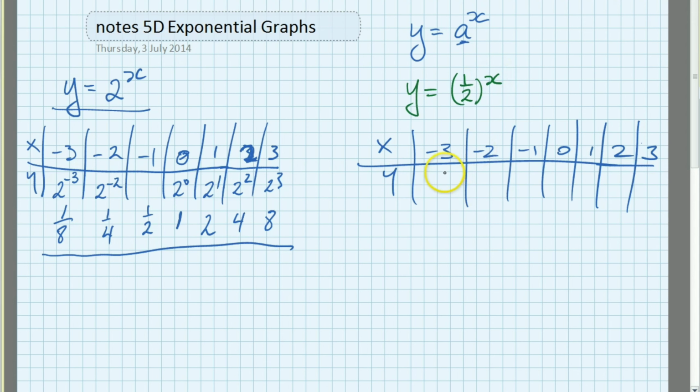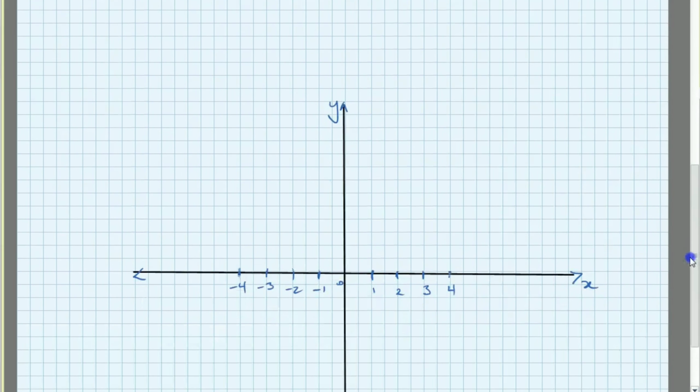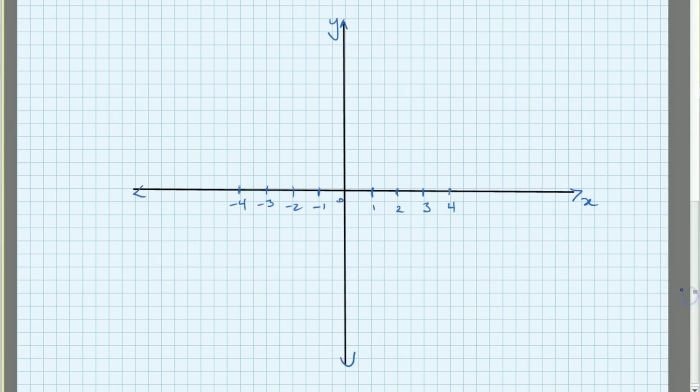And let's have a look at this other graph. I'm going to get a half to the power of -3, which is equal to 8, and you should be able to prove that to yourself. This value will be a half to the -2, which will be 4, and then 2, 1, a half, a quarter, and an eighth. And we're going to plot these two graphs on a set of axes, which is what I've drawn here for us.